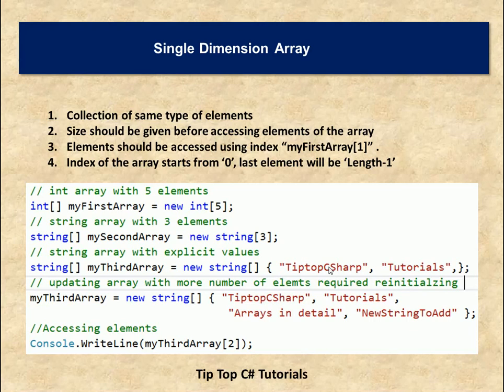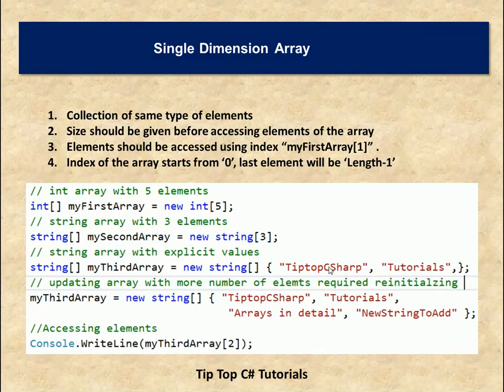If you look at the third way of declaring and initializing, we are declaring an array and initializing it not with default values, but with specified values. You can see here the first element of the array will be TipTop C Sharp, and the second element will be tutorials. The array is of static size. So if we want to change the size, we need to redeclare the array and copy the old elements into the new array.